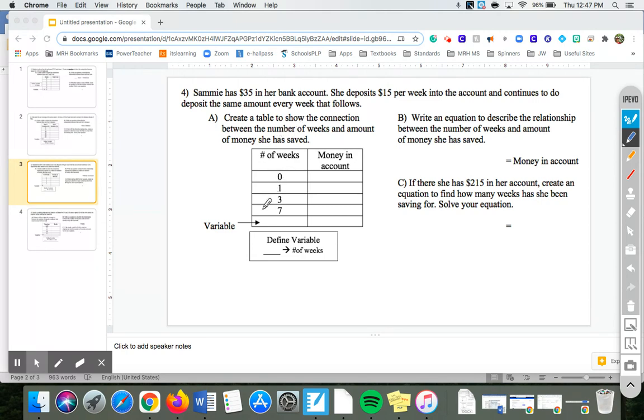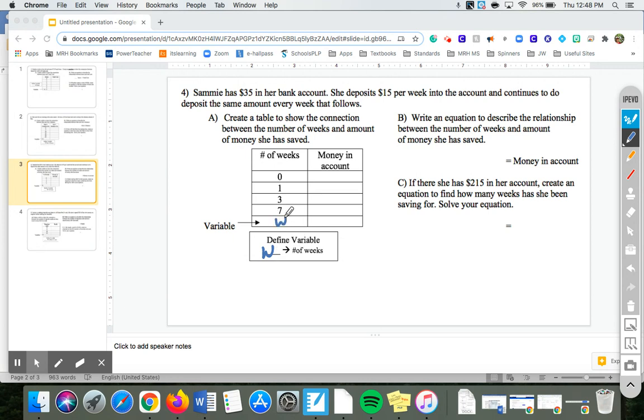So again, a table can be very helpful, but really the first step here is to identify our variable. What are we looking for? So many times what we're looking for will be in question C, or in the question once we start putting this all together in class. If you look at this, it's going to ask if she has $215 in her account, create an equation to find how many weeks she's been saving. So I tell you that here as well, but we know that the thing we're looking for is the number of weeks. I'm going to use W.